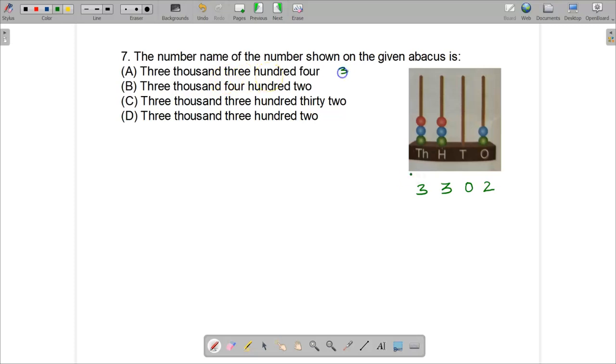Now where is 3302? Here it is 3304. This one is 3304, this one is 3402, this one is 3332, and this one is 3302. So here they have given 3302, and here also it is 3302. So the option is D for the 7th question.